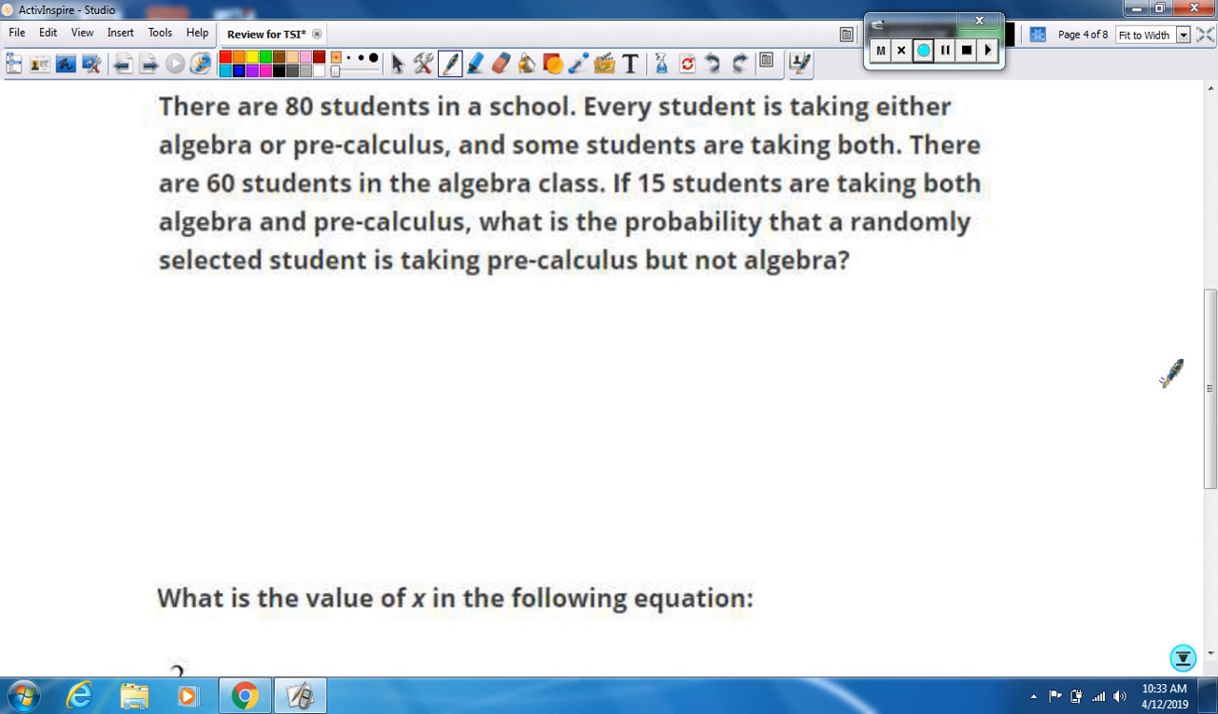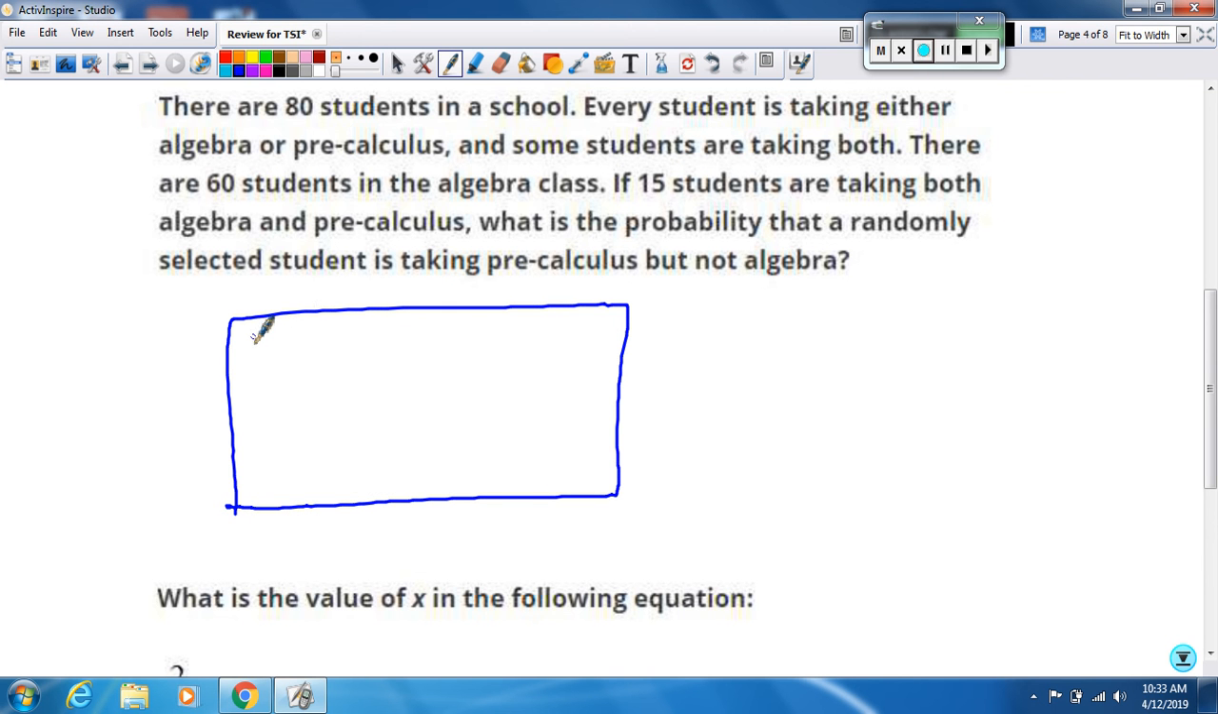There are 80 students in a school. Every student is taking either algebra or pre-calculus, and some students are taking both. There are 60 students in the algebra class. If 15 students are taking both algebra and pre-calculus, what is the probability that a randomly selected student is taking pre-calculus but not algebra? Okay, I'm going to use a Venn diagram to help us visually see this information.